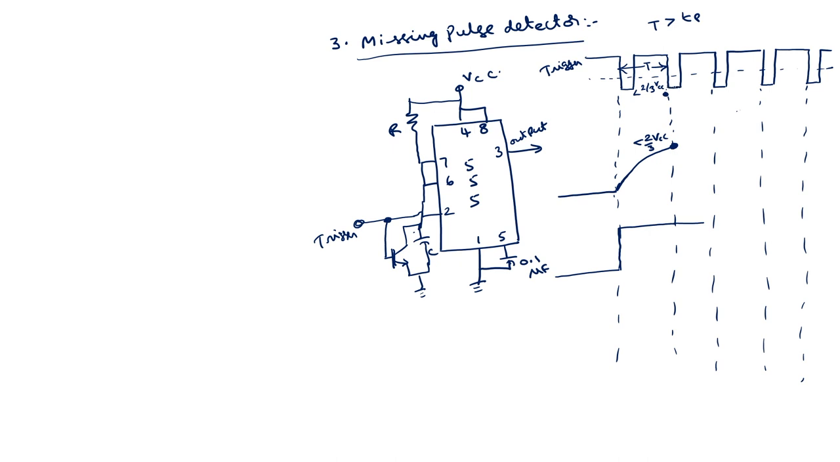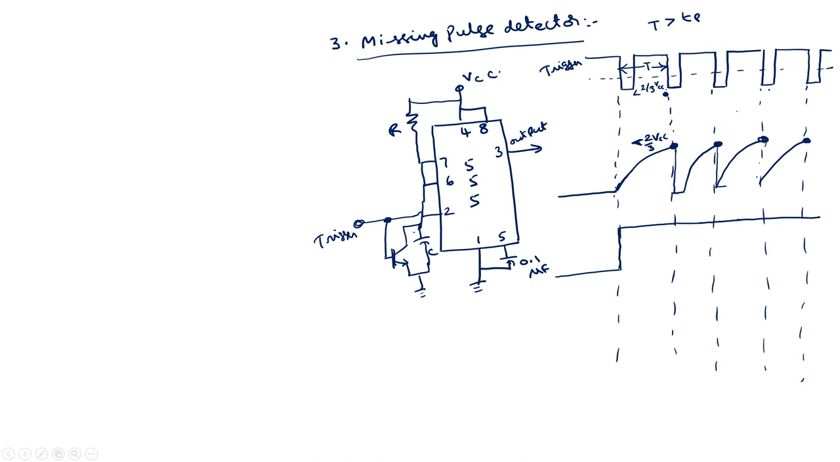During this second negative going pulse, the capacitor will be short circuited, it will go to 0. Again it will start charging here. Again after the second clock pulse also it has not reached up to 2/3 VCC. This value is less than 2/3 VCC, so the output remains high only. If the third pulse also does not reach it, then the output is high only. So this is the case with all the pulses detected.